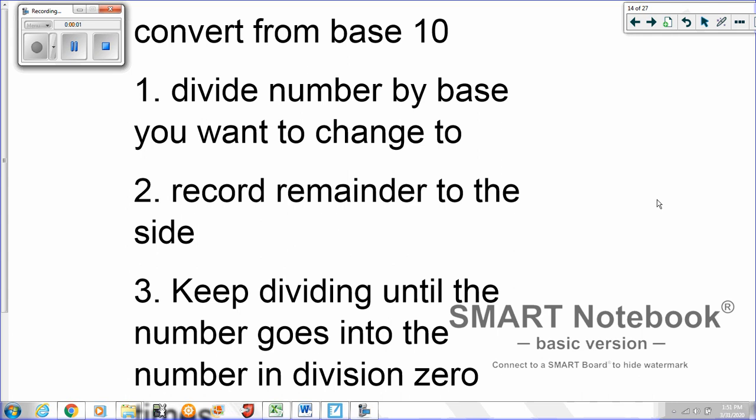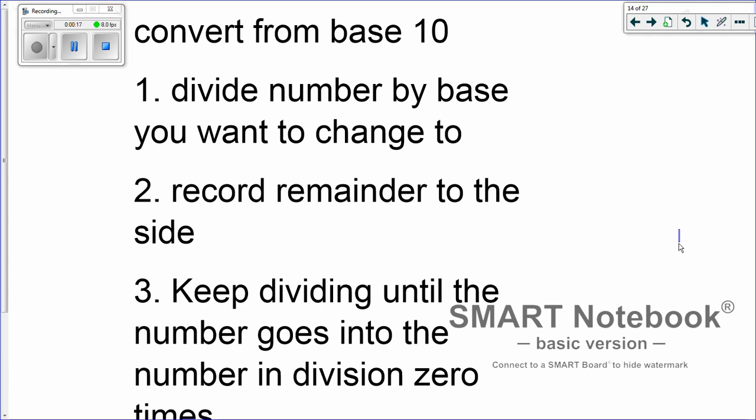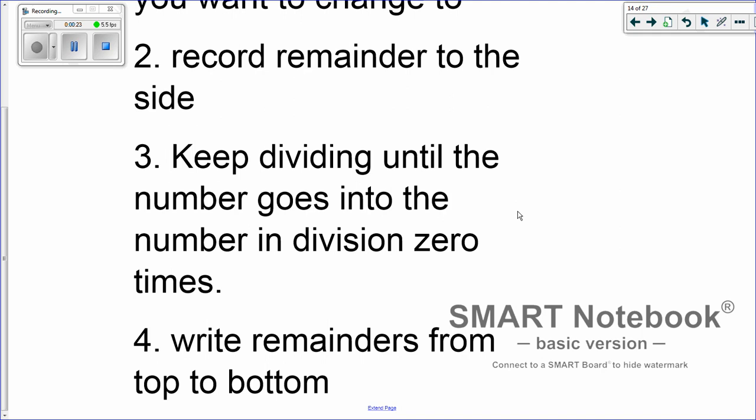So this is the second half of the chapter, and the second half of the chapter is being able to convert from base 10 to any other base. So what you're going to do is divide the number given by the base you want to change it to. You're going to record the remainder to the side and keep dividing until the number goes into the number that's under the division sign 0 times. And then you're going to write the remainder from the top to the bottom. That's how you're going to record them.